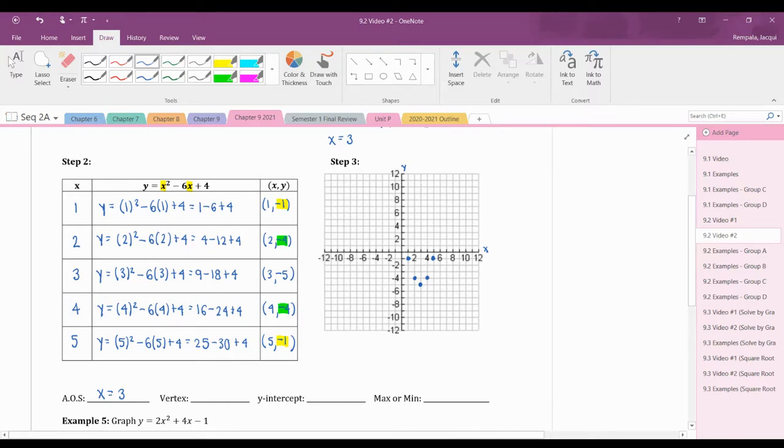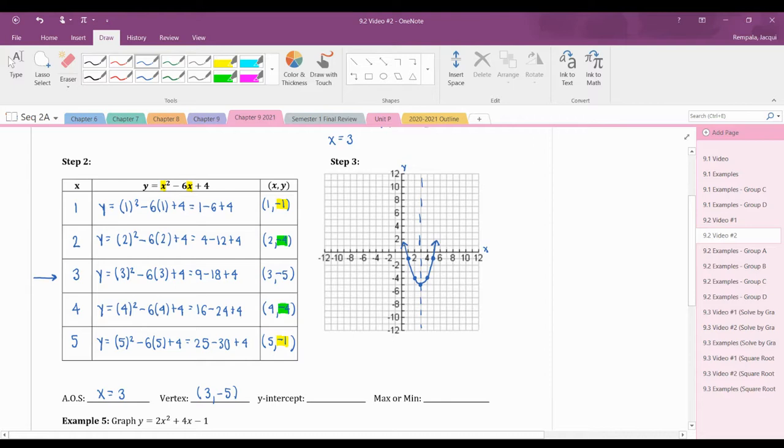Notice that I can connect those points. It's forming a U, which is what I wanted. Also notice that my vertex is always going to be the point that's in the middle of the table. So that looks like that is at 3, -5. Remember, we have to draw in our axis of symmetry. So if x equals 3, it should go through that vertex. So notice how, hey, here it's going to go through that vertex, and that is at x equals 3. So I have to have that drawn in.